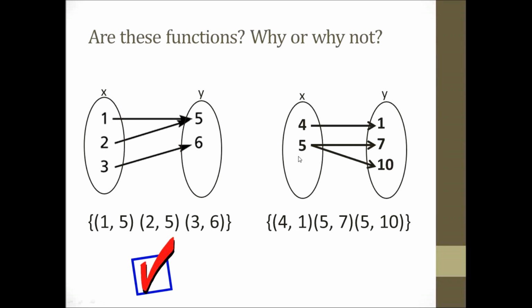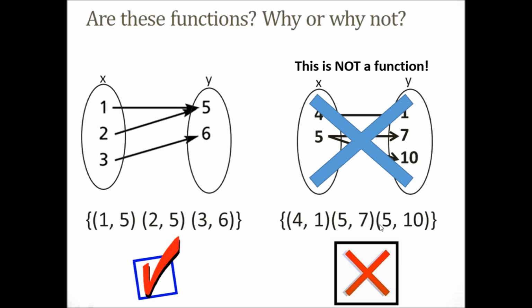Now let's look at this one. 4, 1 becomes this. 5 and 7 becomes this ordered pair. 5, 10 becomes this ordered pair. Is this a function, yes or no? No. Why not? Because the 5 is dating the 7 and the 10. The X value repeats.